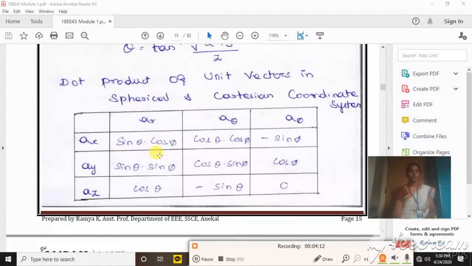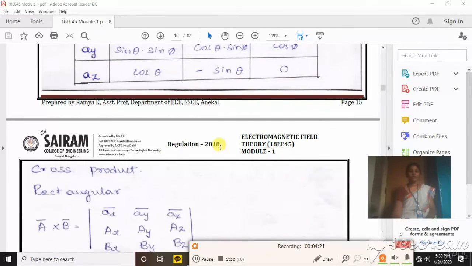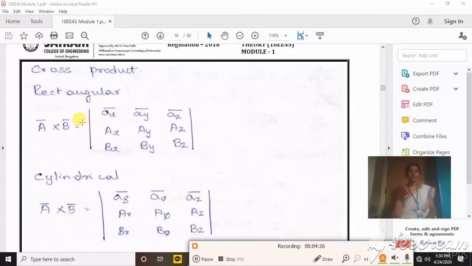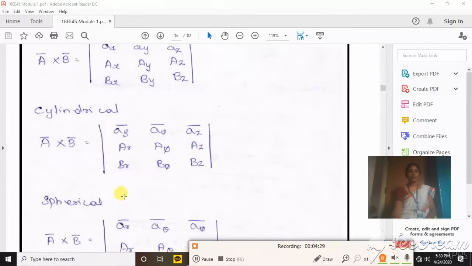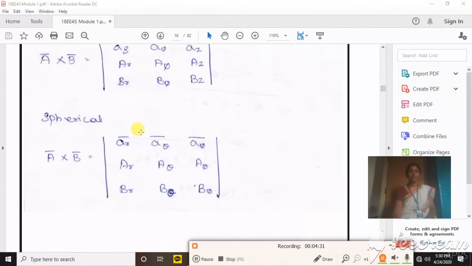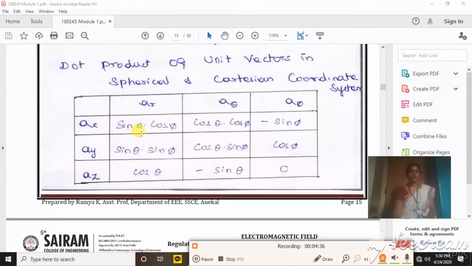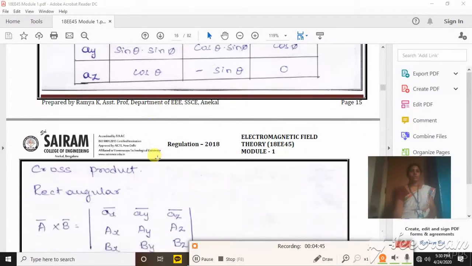The unit vectors can also be converted in the same way. Here ax is equal to ar sin theta cos phi plus a theta cos theta cos phi, and so on. Likewise you can write the dot product, and you can write the cross product for the rectangular, cylindrical and spherical systems. This is how the different coordinates can be converted from one system to another, either from the cylindrical coordinate system to Cartesian, or from Cartesian to cylindrical.